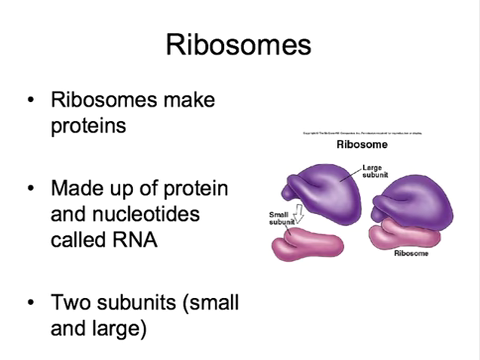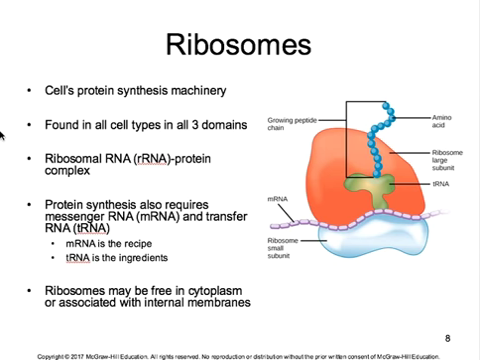The next organelle we're going to be discussing are ribosomes, and ribosomes make proteins. A ribosome is made of proteins and nucleotides called RNA, and they have 2 subunits. They have a small and a large subunit. So please know that ribosomes contain nucleotides and protein, and they consist of a large and a small subunit. They are also the cell's protein synthesis machinery.